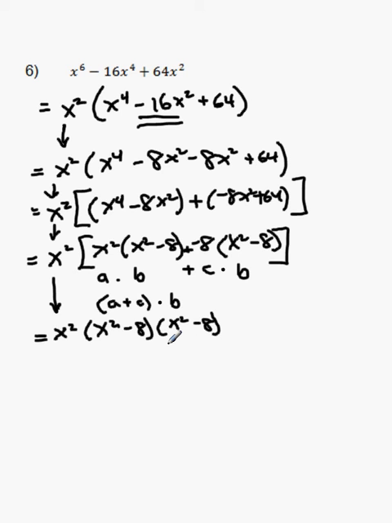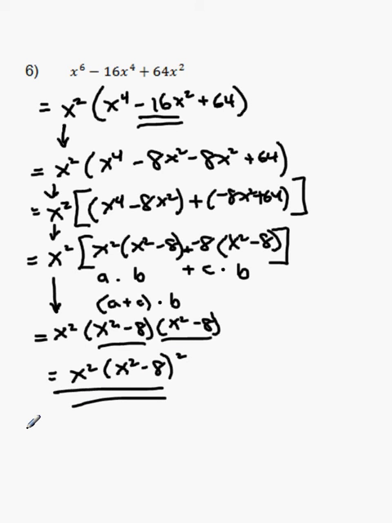And we're done. The only way you could improve this or make this more concise is that this is being used as a factor twice. So we could write this as x squared times the quantity x squared minus 8 squared. That's complete factorization on number 6.